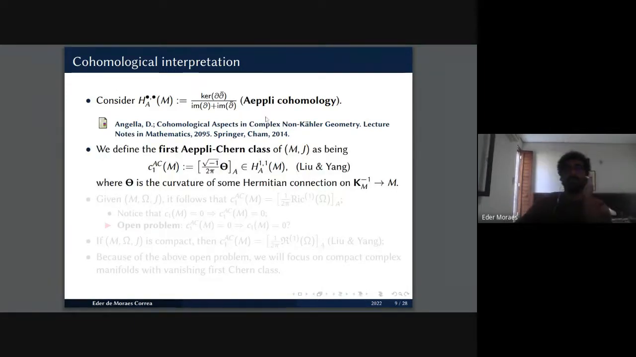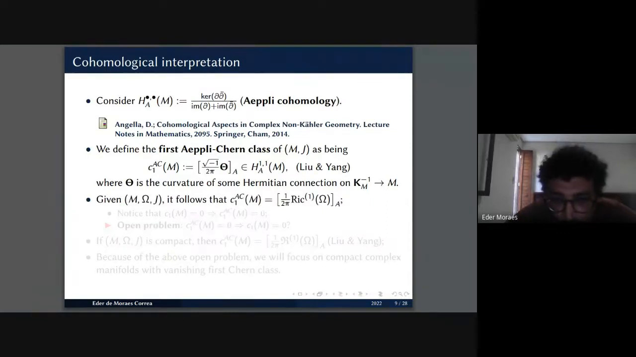Here you have the definition of the first Aeppli-Chern class of a Hermitian manifold. Essentially, to obtain this notion of first Chern class, we need to take a Hermitian structure on the anticanonical bundle and take the curvature associated to the connection defined by the Hermitian structure. So here we have the definition. It's similar to the case of the first Chern class. In particular, if the manifold is a Hermitian manifold, we can show that the first Aeppli-Chern class can be represented by the first Chern-Hedge curvature up to a constant.